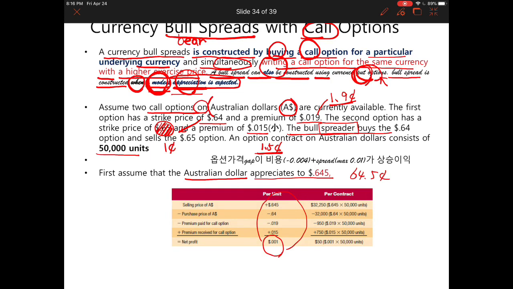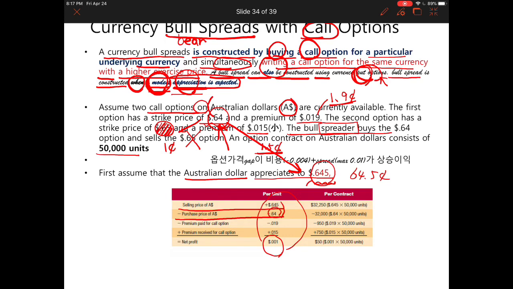So if the underlying Australian dollar becomes this one, this option is out of the money, but this one is in the money, right? So he can exercise this option, and at this price he can sell the underlying asset he acquired by exercising that option. So the selling price of Australian dollar and the purchasing price using the call option, it costs this one, right?